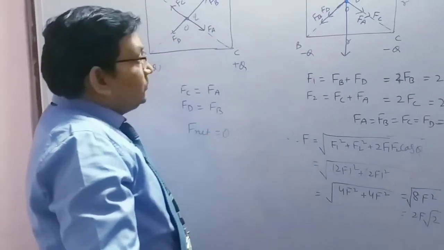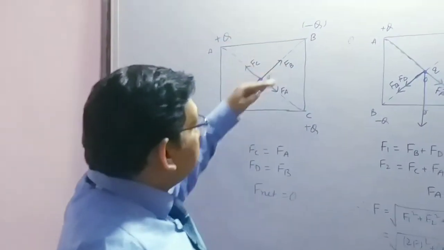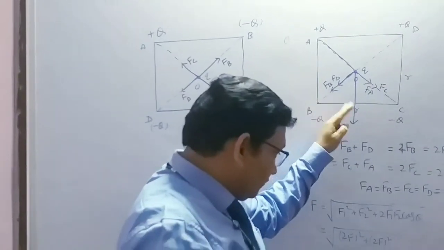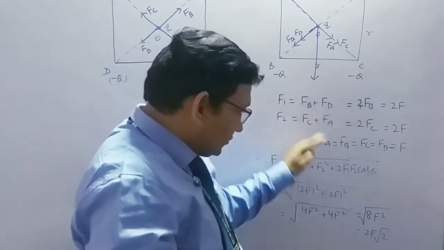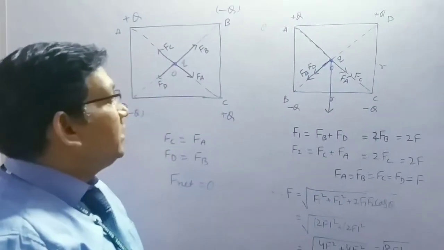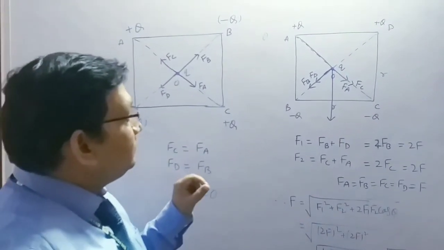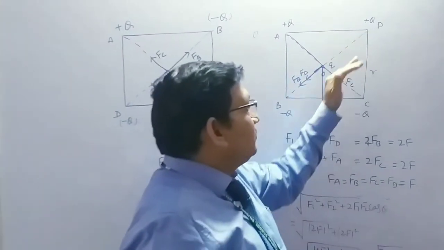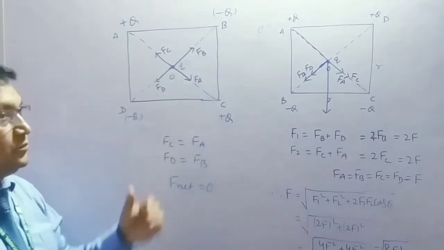Got it? So if we change the symmetry of the charge, the direction of the force is changing. So in the third case, we are finding the net force in the downward direction. Now we are finding the force at one corner of the square. So let's solve that problem.